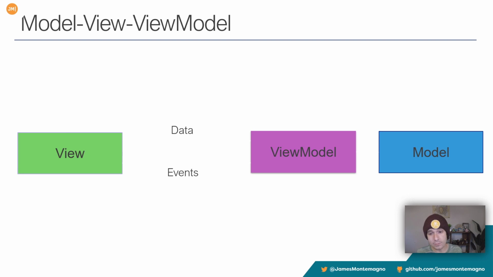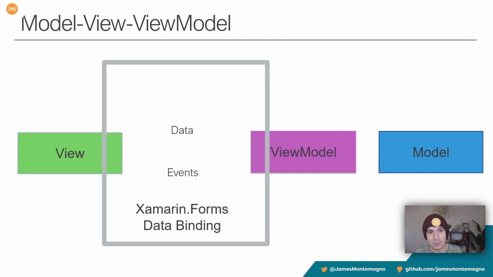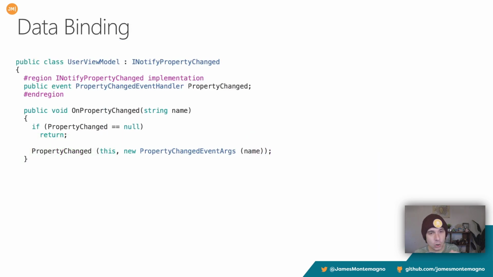Now, the cool part about MVVM is this magical bit that lives between the view and the view model, and that is data binding. And it's built directly into Xamarin.Forms. It's all built in, all the data binding magic awesomeness is all in there. So the core of data binding is something that we call INotifyPropertyChanged. And this is an interface that Xamarin.Forms is listening to, to be notified when you change something in your code behind.